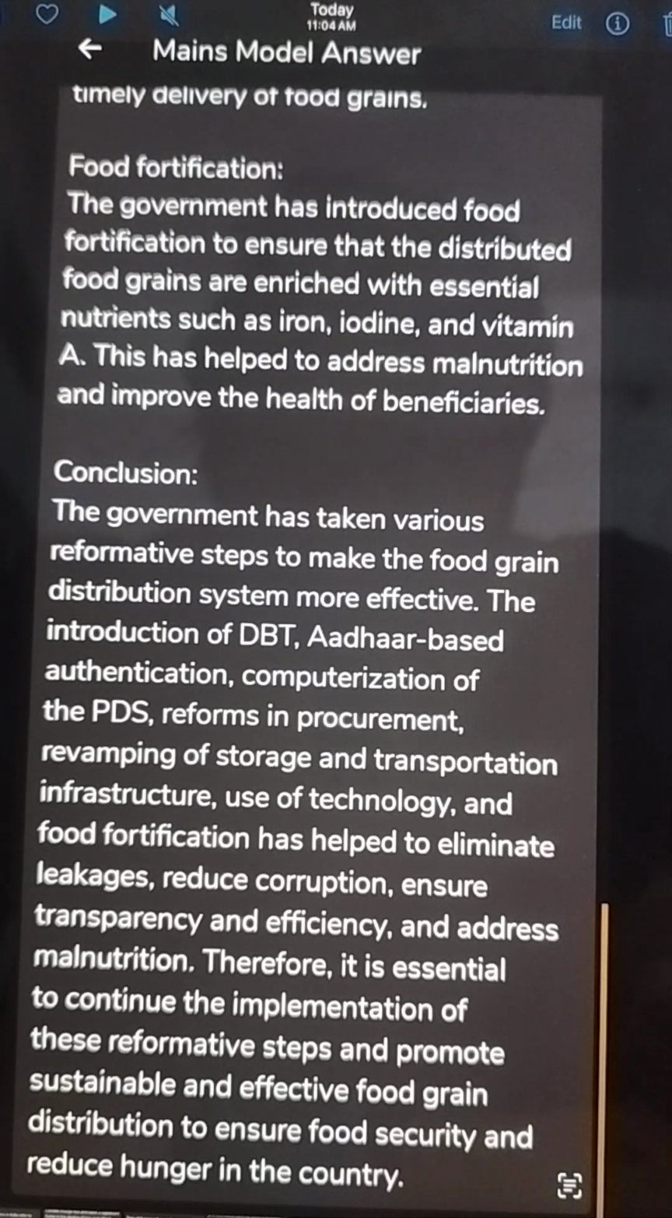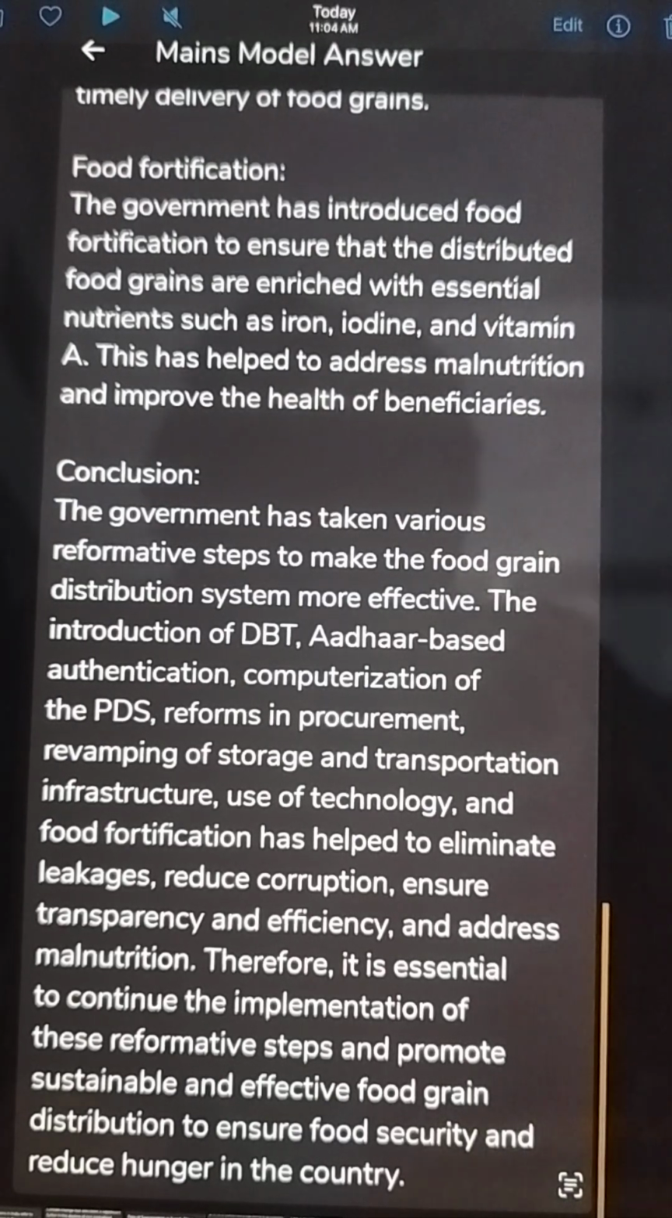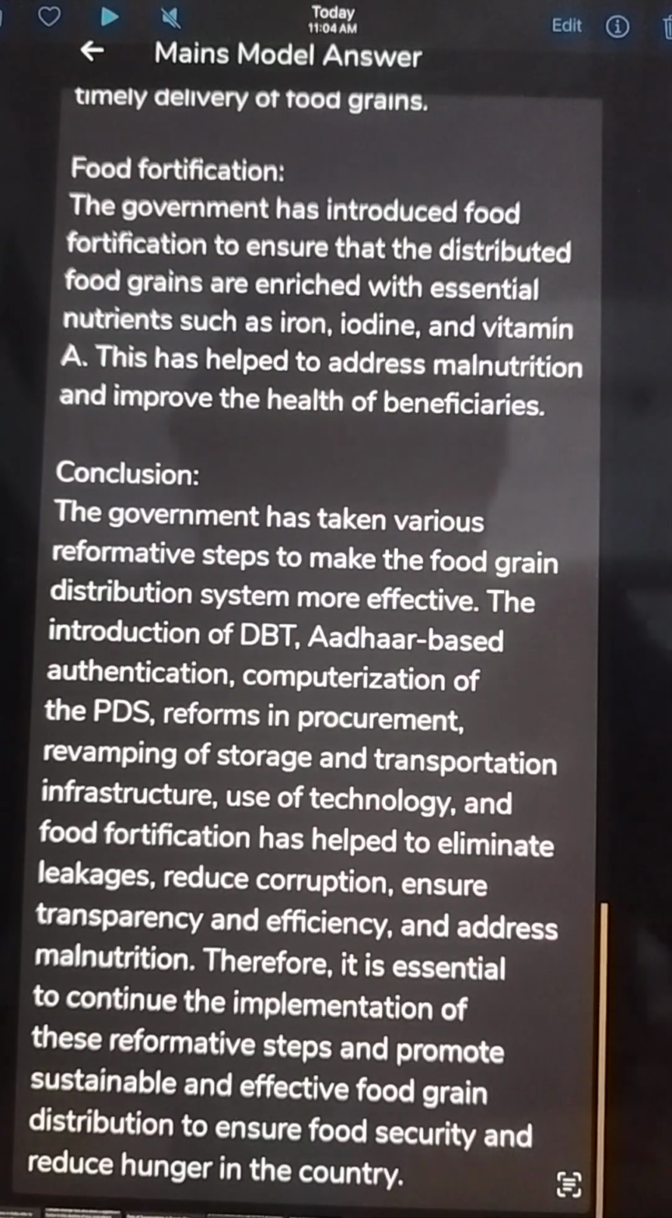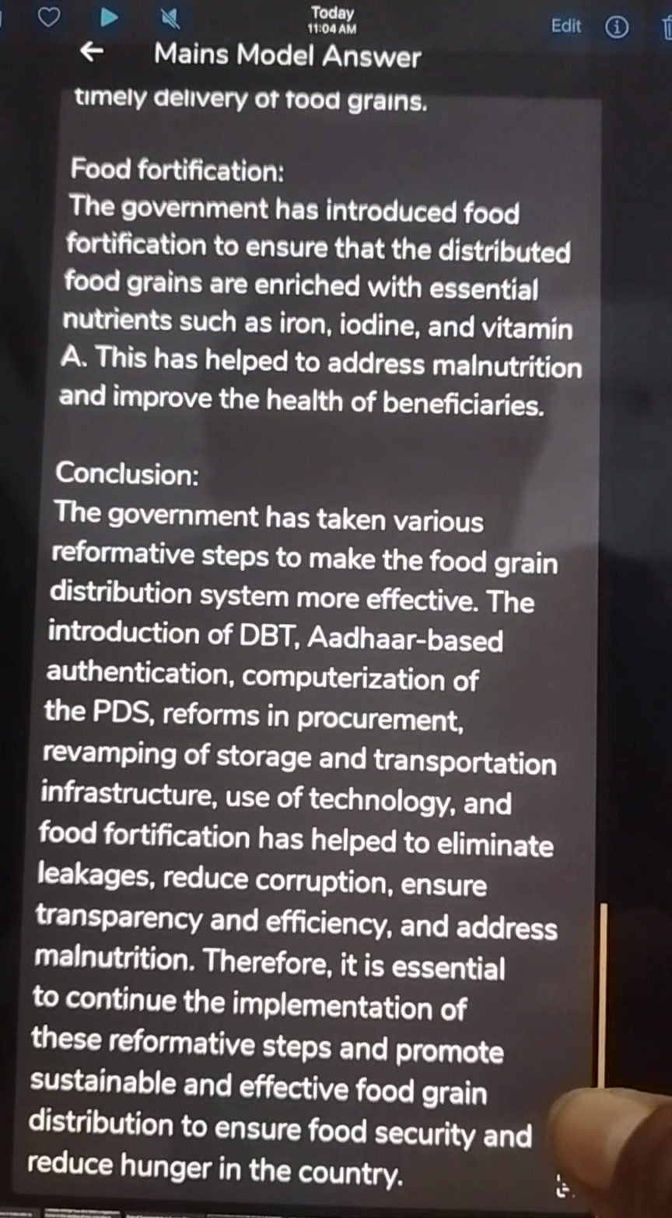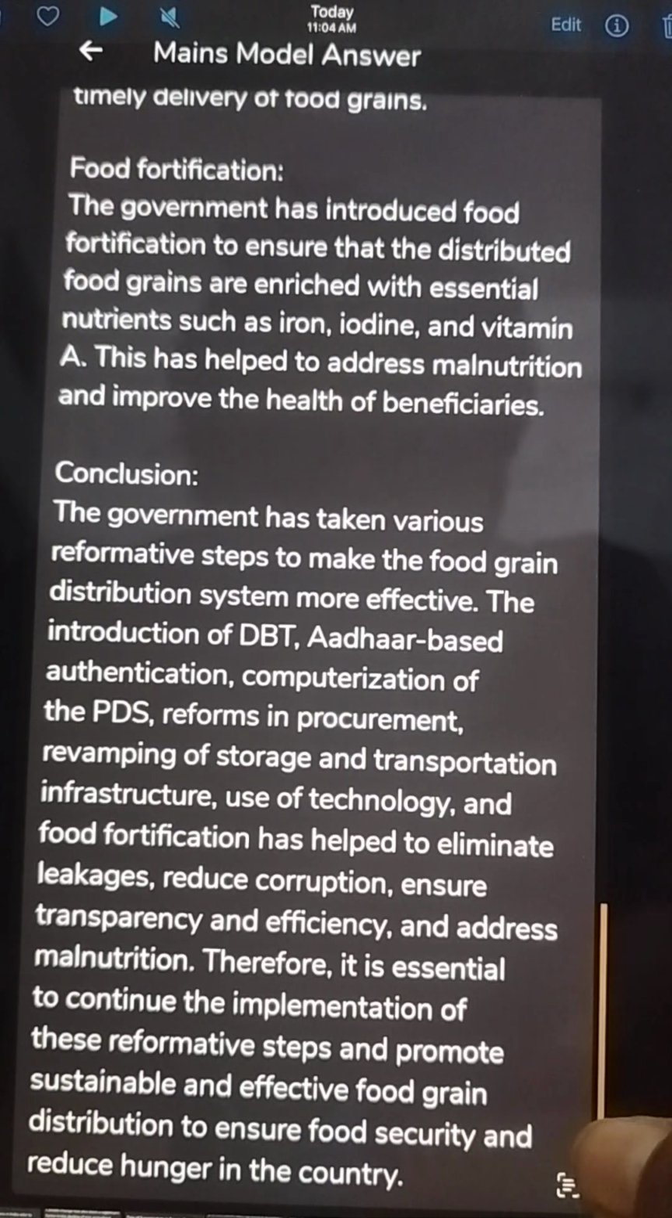The government has taken various reformative steps to make the food grain distribution system more effective. The introduction of DBT, Aadhaar-based authentication, computerization of the PDS, reforms in procurement, revamping of storage and transportation infrastructure, use of technology and food fortification has helped to eliminate leakages, reduce corruption, ensure transparency and efficiency, and address malnutrition.